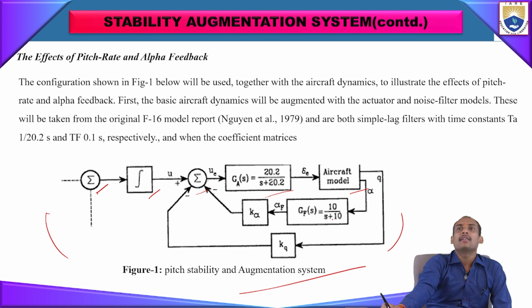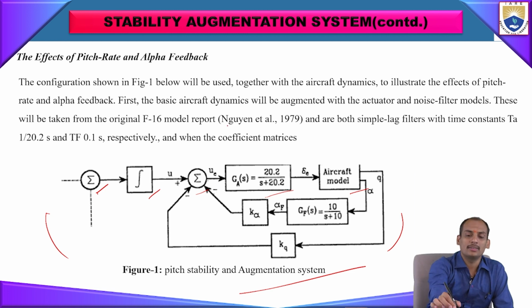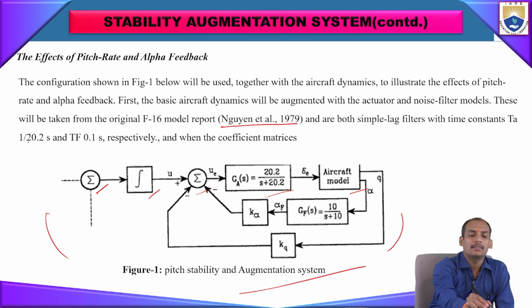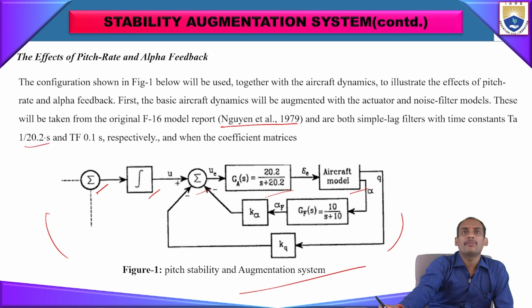See here the aircraft dynamics, to illustrate the effect of pitch rate and alpha feedback. The aircraft dynamics will be augmented with actuator and noise filter modules. These are taken from the original F-16 model report by Nguyen et al., 1979. Both are simple lag filters with time constants: TA is around 1 by 20.2 seconds, and TF is 0.1 second for the time response.